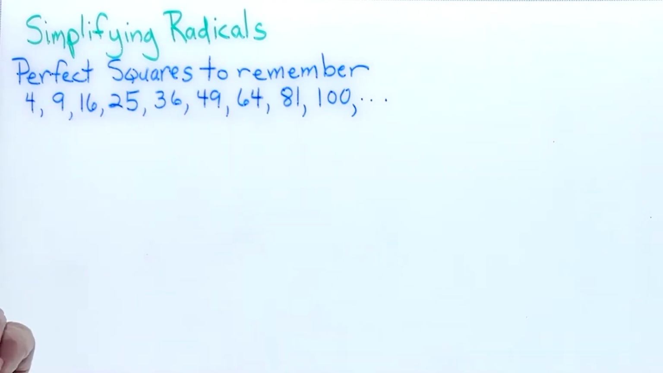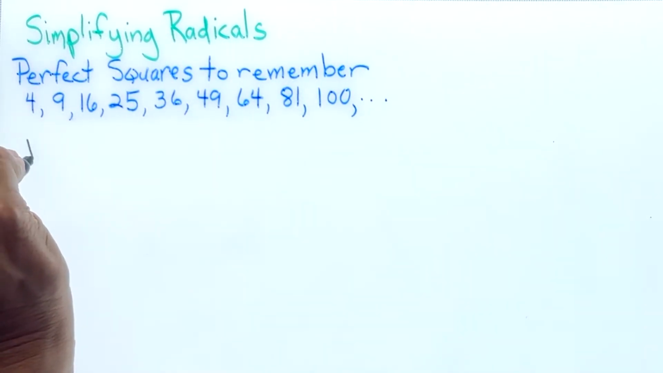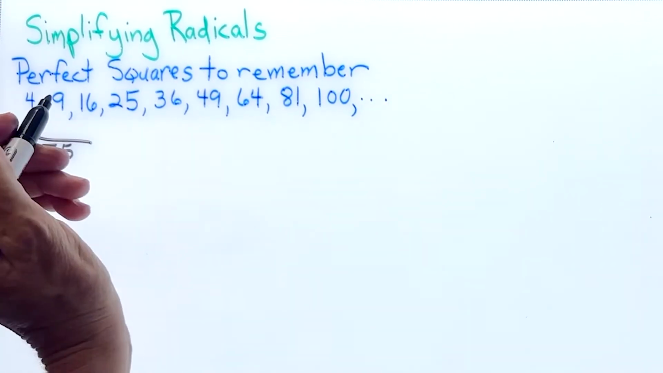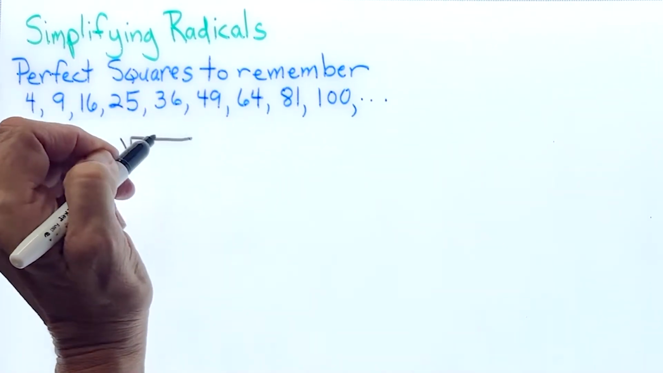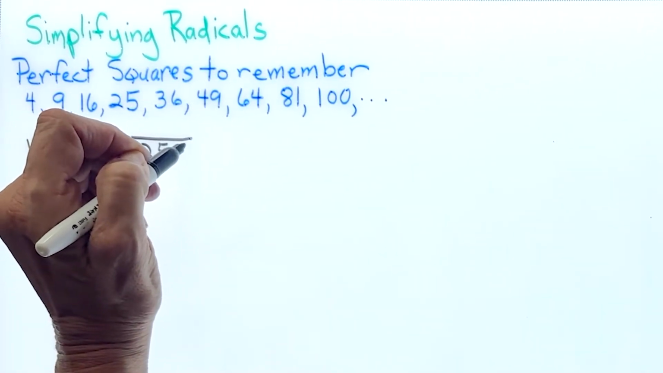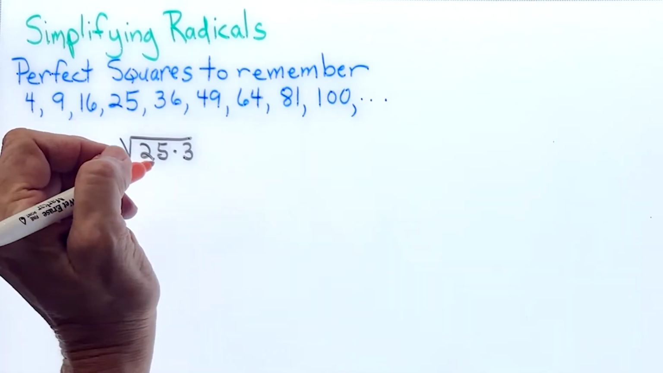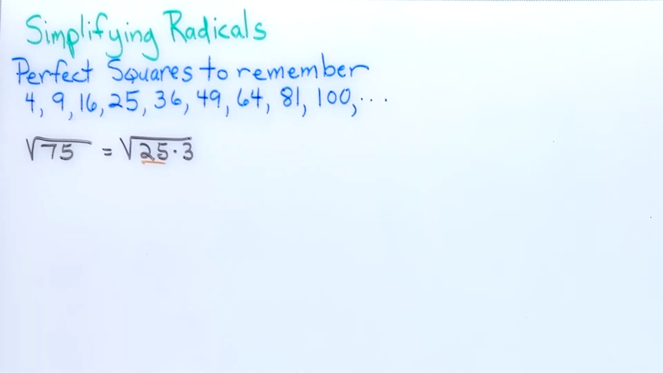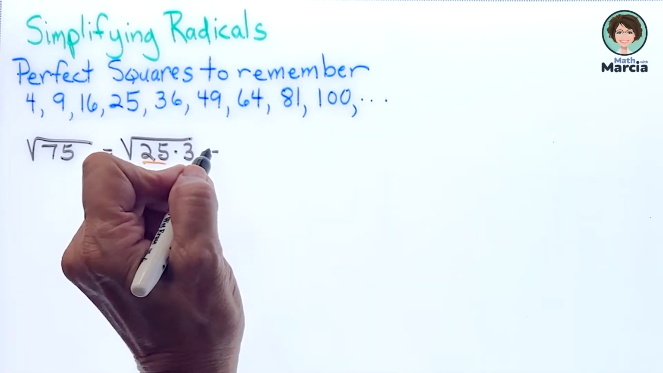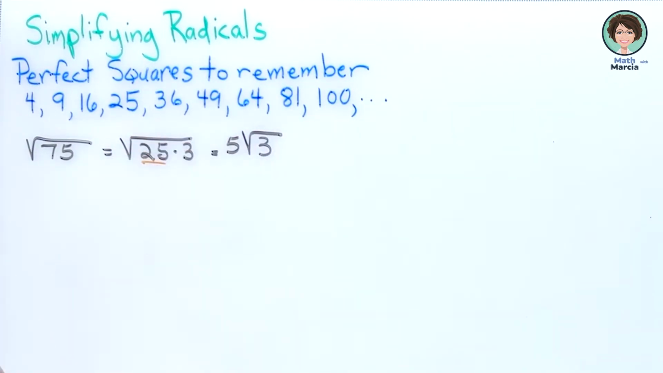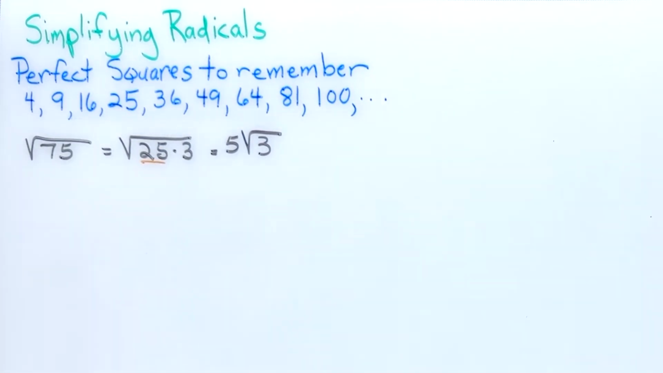So let's start off with the square root of 75. We know that the square root of 75 can be broken up into 2 factors: 25 times 3. And seeing that 25 is our perfect square, we know the square root of 25 is equal to 5. And so here's our square root symbol, and our 3 is left inside. So in simplest terms, the square root of 75 is 5 square roots of 3.